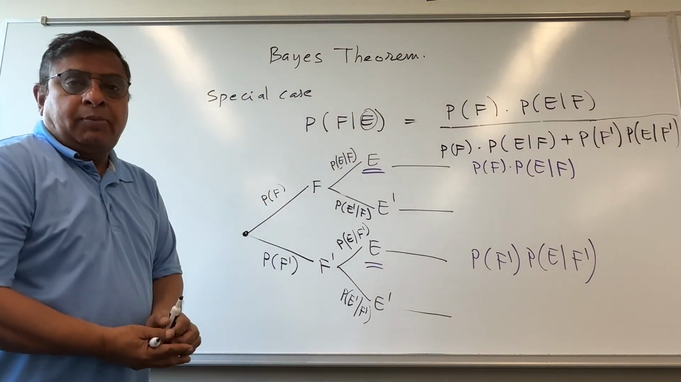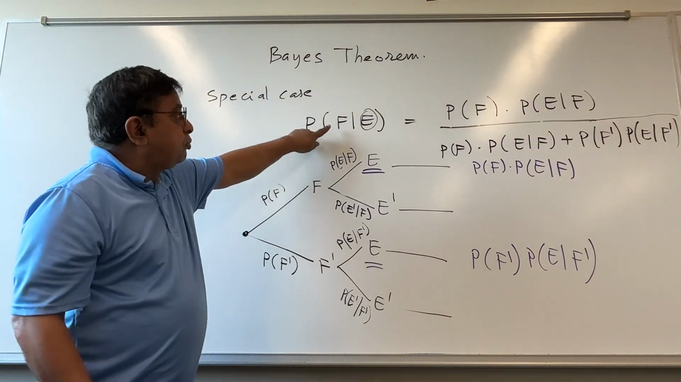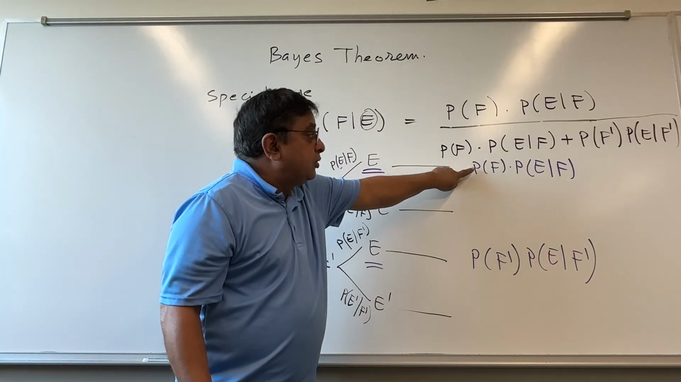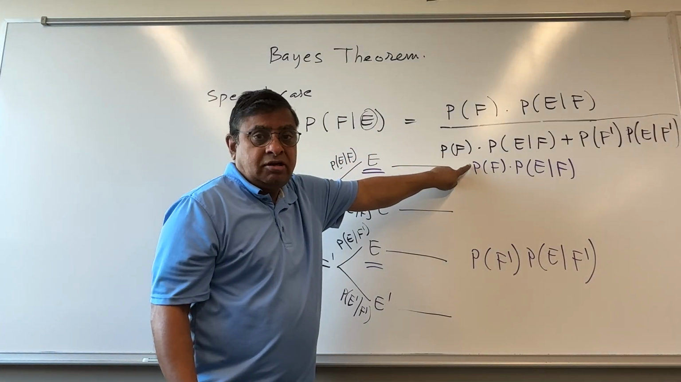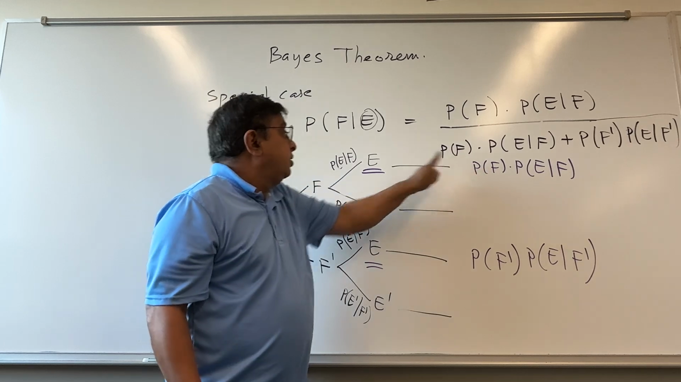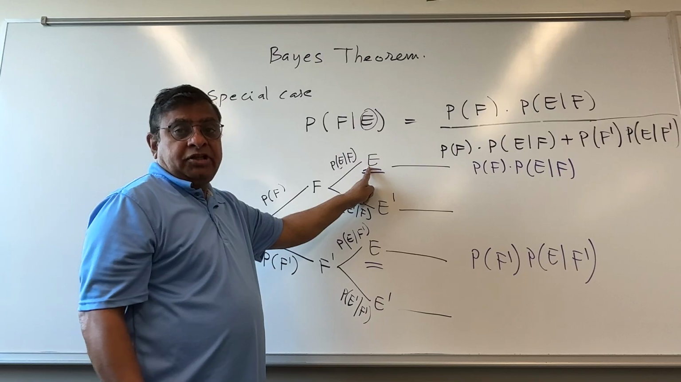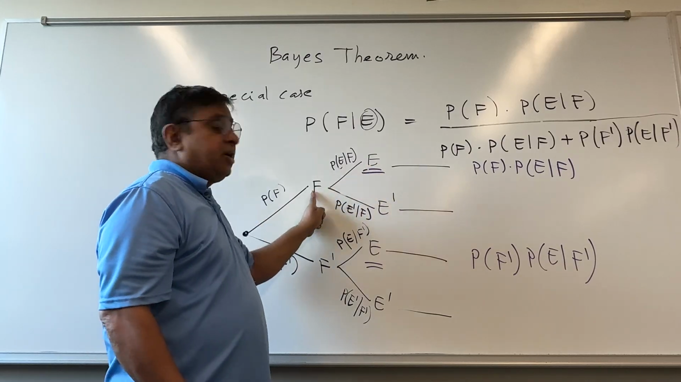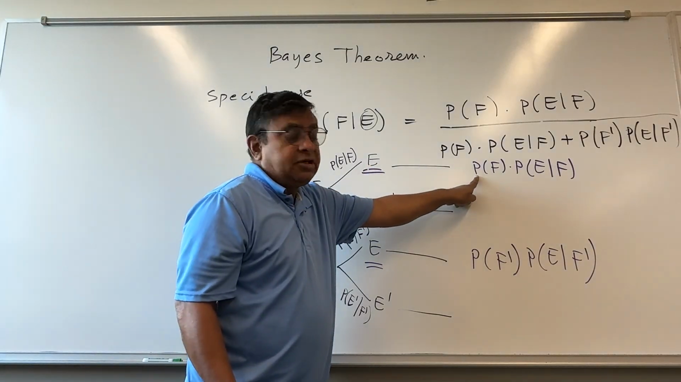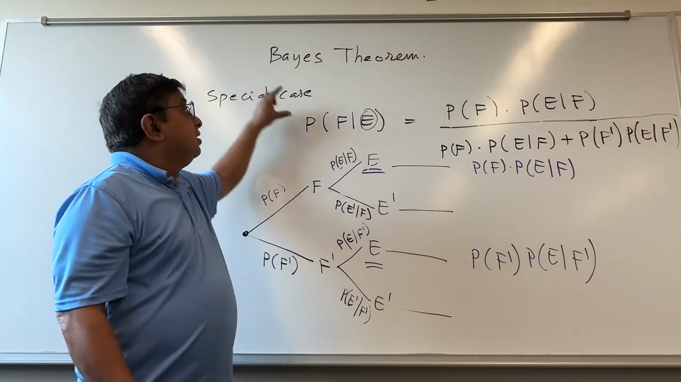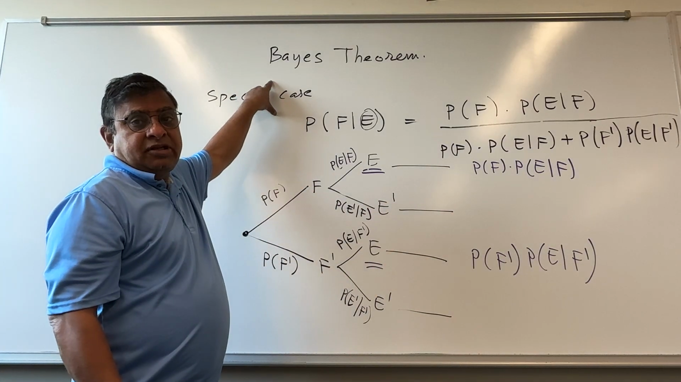Therefore, the Bayes theorem tells you if you want to compute probability of F given E, you take this in the top, this in the numerator, F followed by E, or E followed by F, that's this probability, divided by the sum of these two probabilities. That's how you remember the special case.